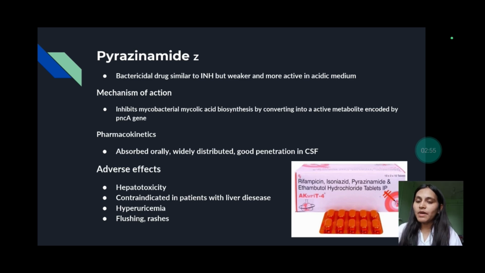The third drug is pyrazinamide. It is a bactericidal drug similar to INH but weaker in action and more active in acidic medium. Mechanism of action: it inhibits mycobacterial mycolic acid biosynthesis by converting into an active metabolite encoded by the pncA gene. Pharmacokinetics: it is absorbed orally, widely distributed, and has good penetration in CSF. Adverse effects: hepatotoxicity, contraindicated in patients with liver disease, hyperuricemia, flushing, and rashes.